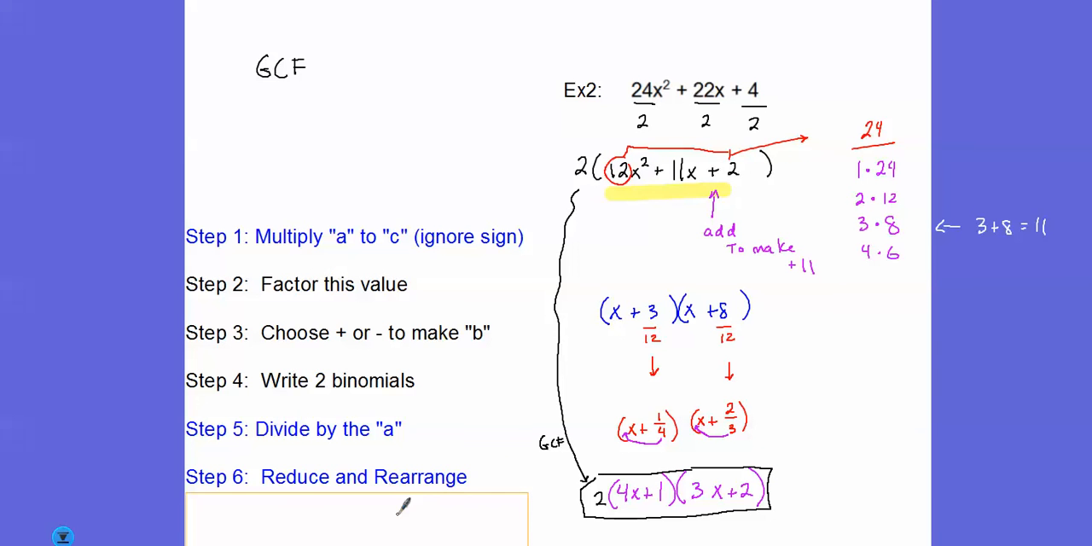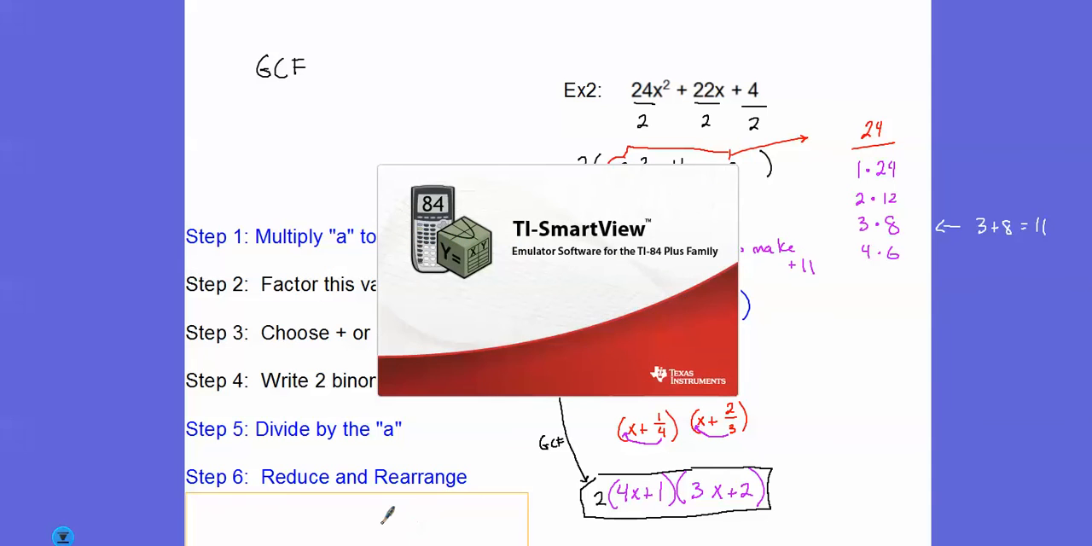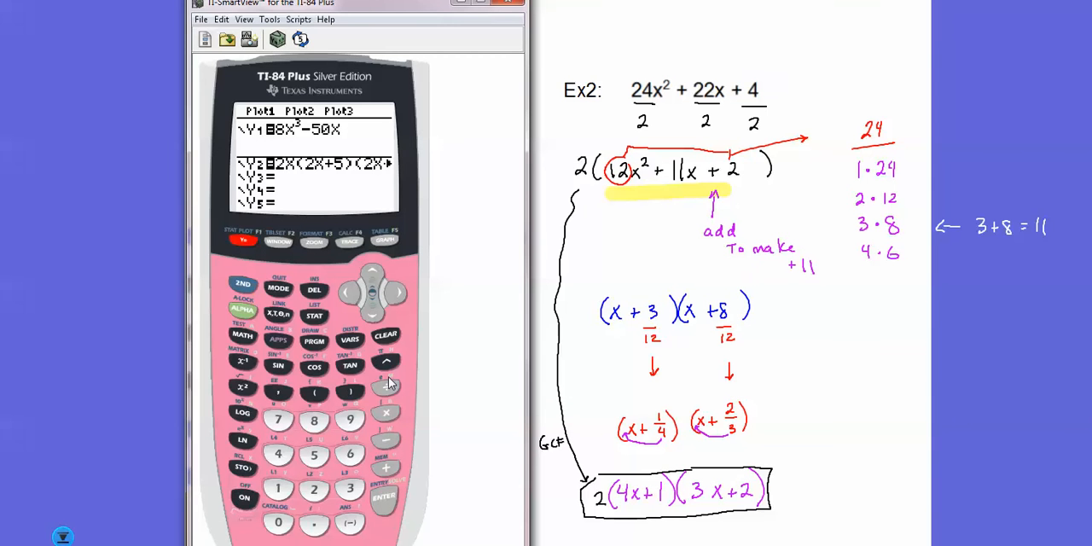We can check this on the calculator. Remember that we will enter the original problem into the y1. This is from the previous video, and the completed set of factors in for y2. So to clear both of these, and then I'm going to type the original. This is the 24x squared plus 22x plus 4.